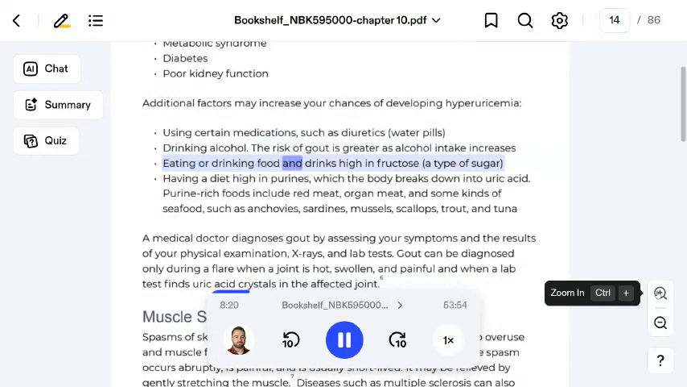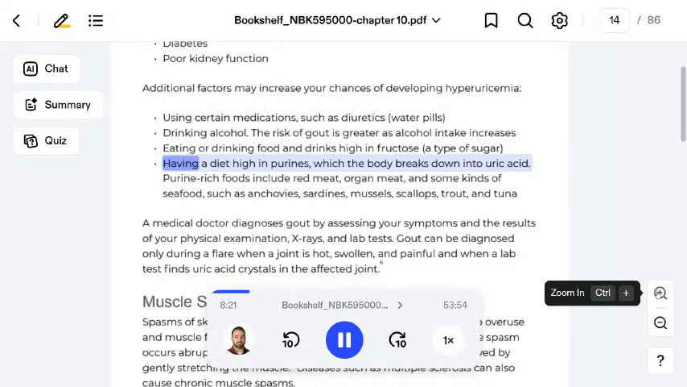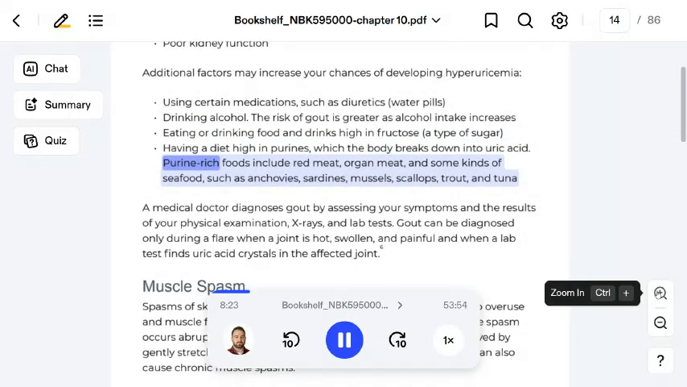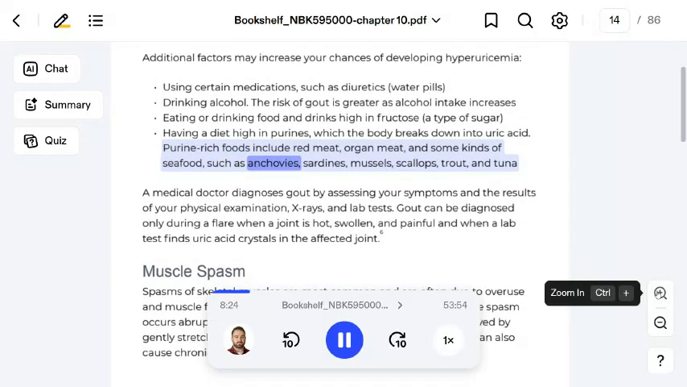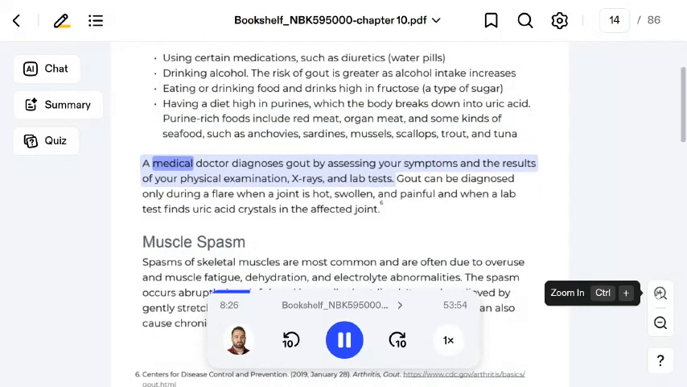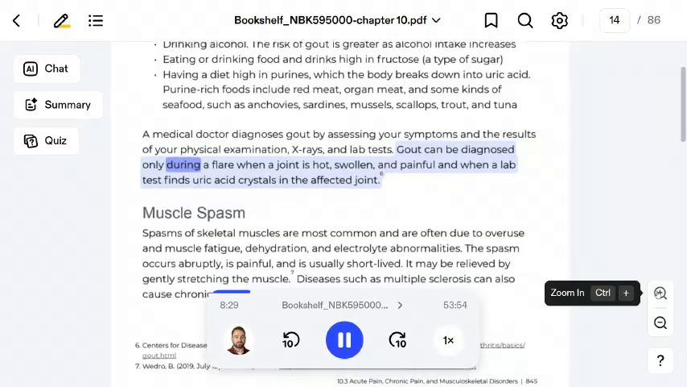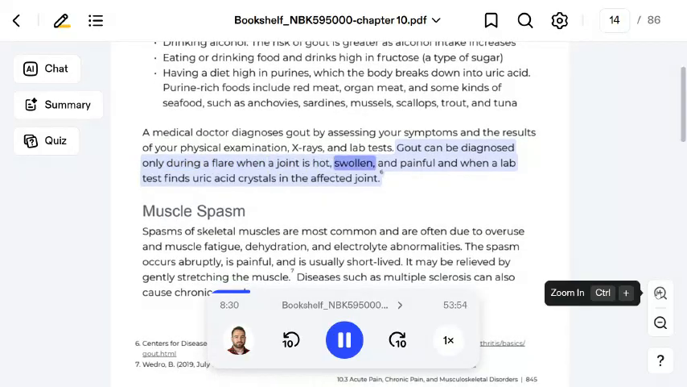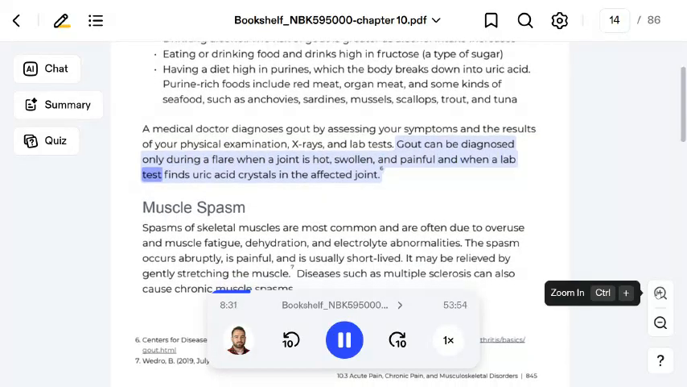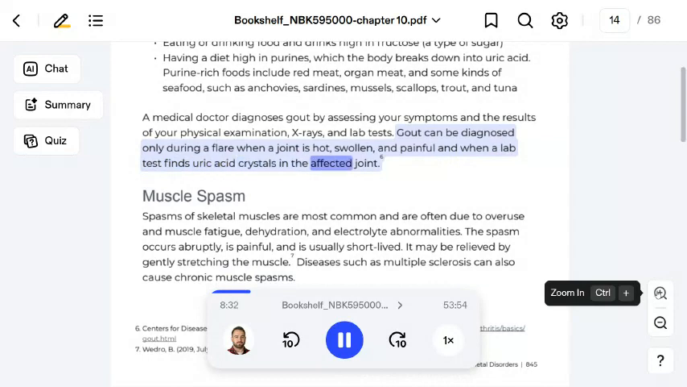Eating or drinking food and drinks high in fructose. Having a diet high in purines, which the body breaks down into uric acid. Purine-rich foods include red meat, organ meat, and some kinds of seafood, such as anchovies, sardines, mussels, scallops, trout, and tuna. A medical doctor diagnoses gout by assessing your symptoms and the results of your physical examination, x-rays, and lab tests. Gout can be diagnosed only during a flare, when a joint is hot, swollen, and painful, and when a lab test finds uric acid crystals in the affected joint.